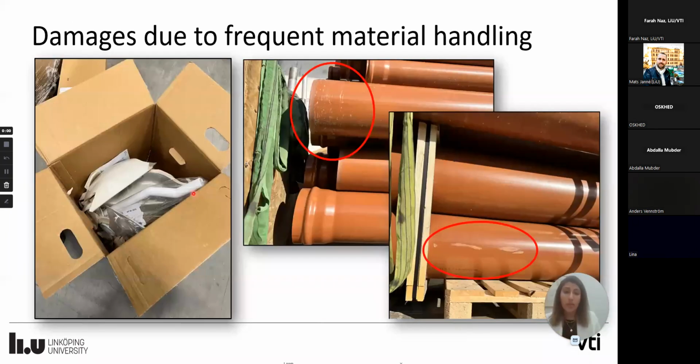Also, because frequent material handling is involved, we see damages as well. Some of the damages in the indoor material look like this, whereas damages of outdoor material, such as pipes, also happen because you have to lift up the material and it's heavy. Sometimes it falls. So there is a lot of handling, and these things happen, and damages are there.